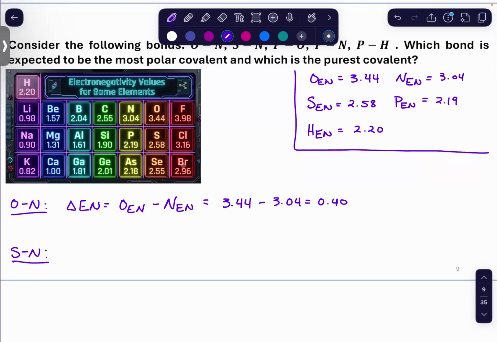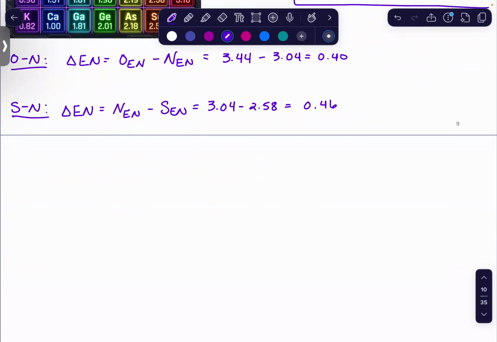Let's do sulfur nitrogen. So a little more polar than the previous one. Not a ton though. Oh, hang on. We are working on the phosphorus oxygen bond.